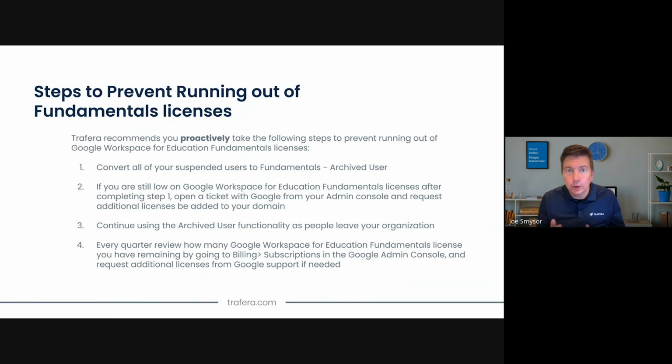And this is something that you could script inside of GAM to run every day, every week, or maybe it's something that you do inside of Google Cloud Directory Sync to automate that. But regardless, we recommend that you review your license count quarterly and stay on top of these things. And if you're still low on licenses, open a ticket with Google support and request new ones.